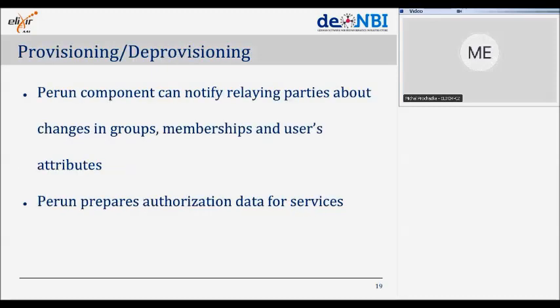The other thing which is used by the deNBI from the Elixir AAI is the provisioning and deprovisioning, which is actually the Perun push mechanism. So Perun notifies the cloud centers about changes in the user attributes. I think that Peter will talk about it in more detail after me, but generally the Perun can prepare the authorization data, which is just a set of information about the user, and push it to the service whenever there is any change in this set of the data.